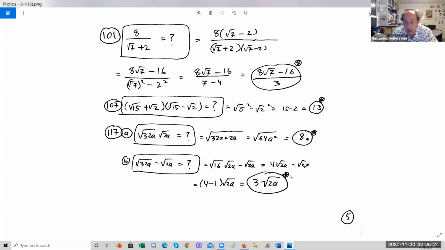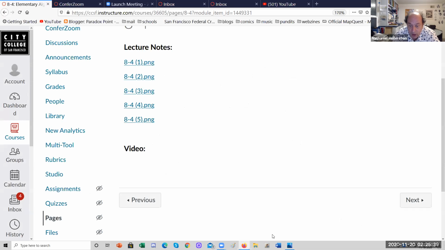A typical way for people to make a mistake here is to see this and see nothing in front of the root 2a. So you put a 0 here and right away you're off. Okay, that does it for this section.